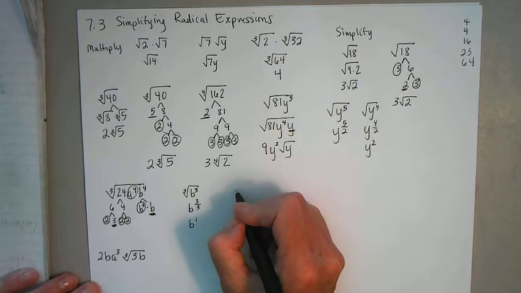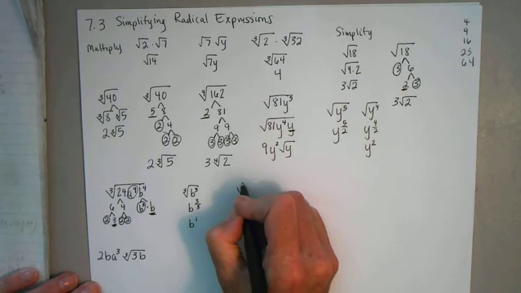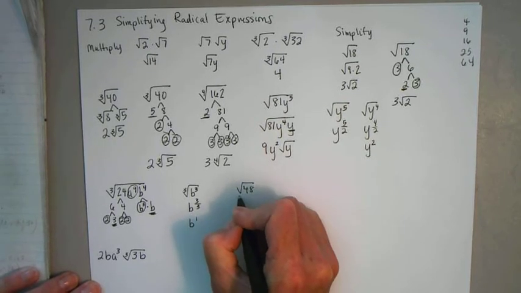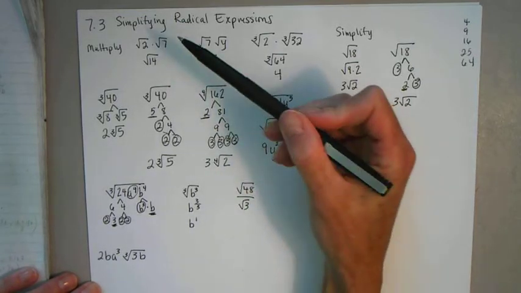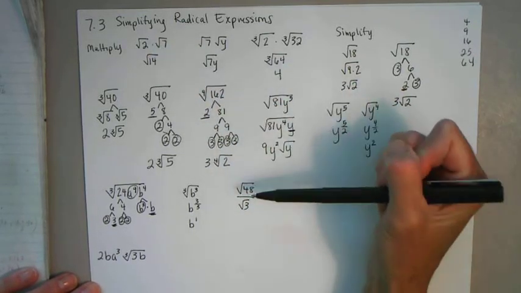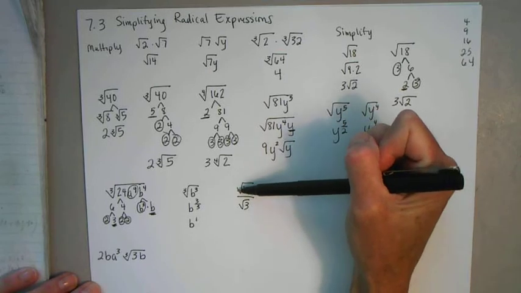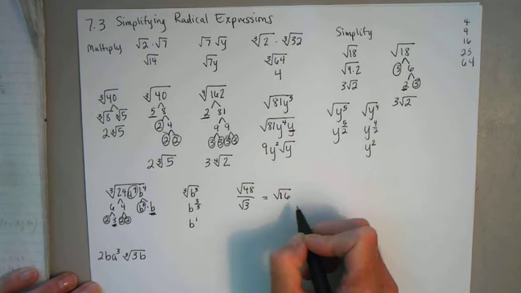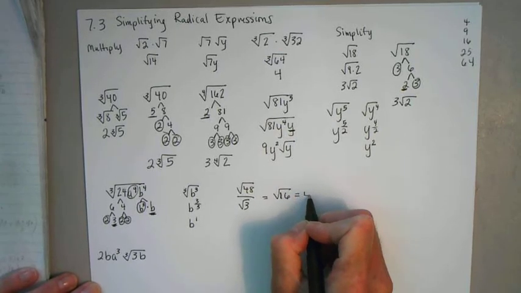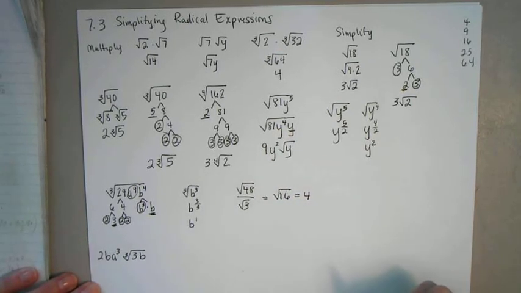Let's go to divide. Let's say I gave you the square root of 48 divided by the square root of 3. Well, guess what? The same rules that apply for multiply apply for divide. So if the root is the same, I can just divide. 48 divided by 3, isn't it? And the square root of 16 is 4. So we're done with that.